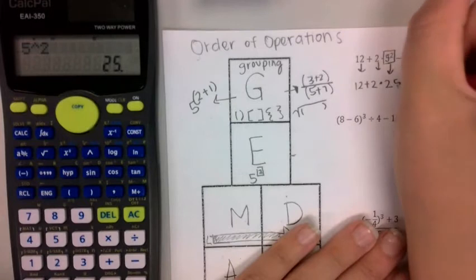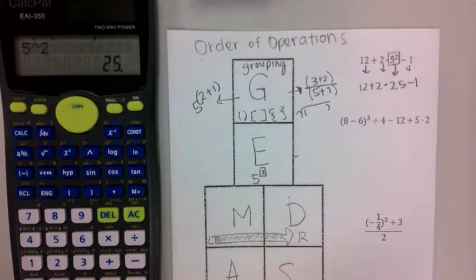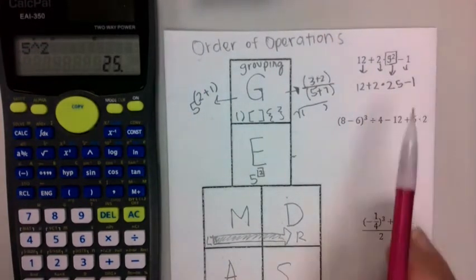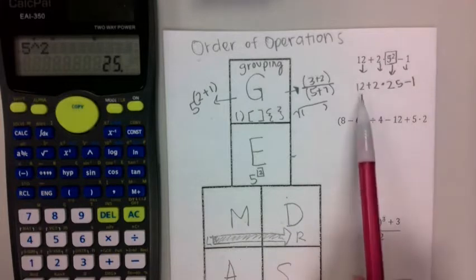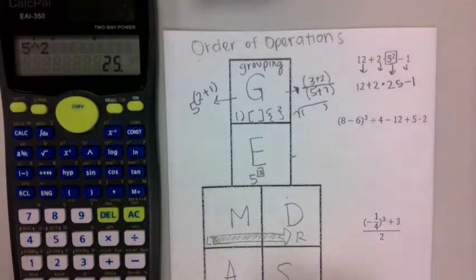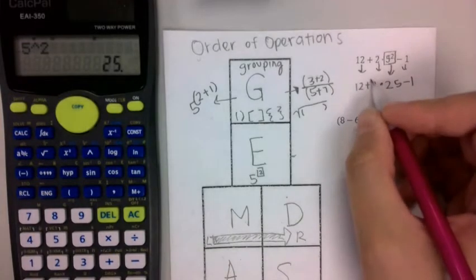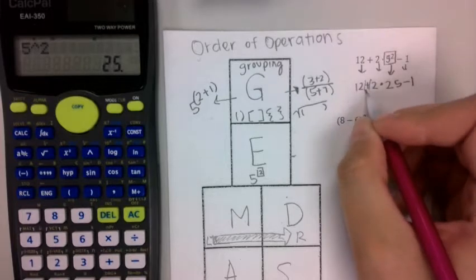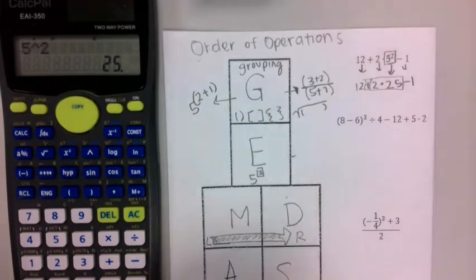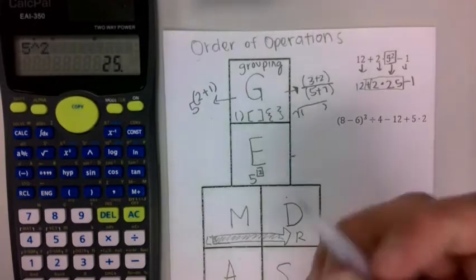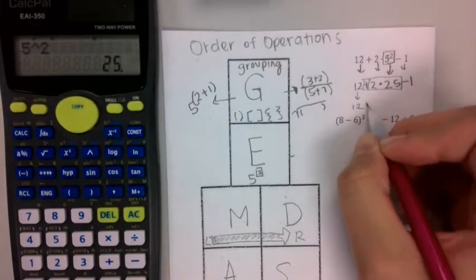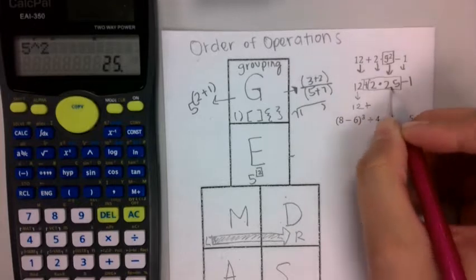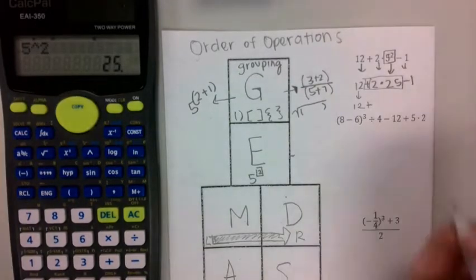So 25 minus 1. Now as I'm looking at this, I'm going to say no more exponents. I'm going to move down, and I see that I have either multiplication or division. This problem only has multiplication, so I'm going to deal with that portion next. Positive 2 times 25. And here we go. I'm going to bring everything else down. 12 plus, what is 2 times 25? That's 50.